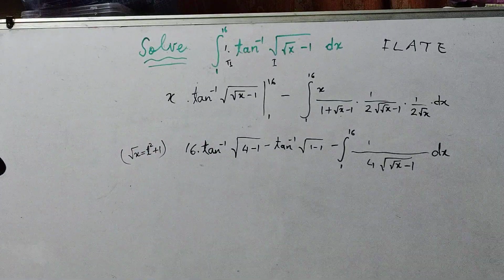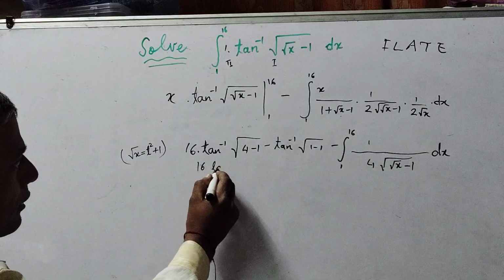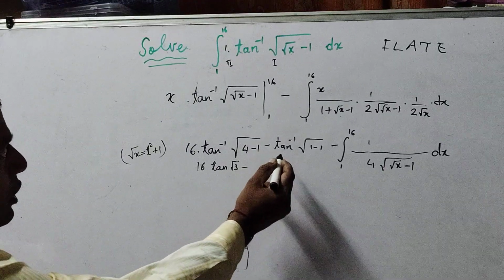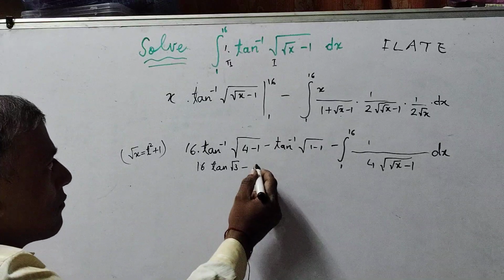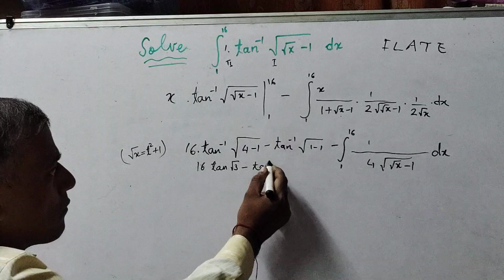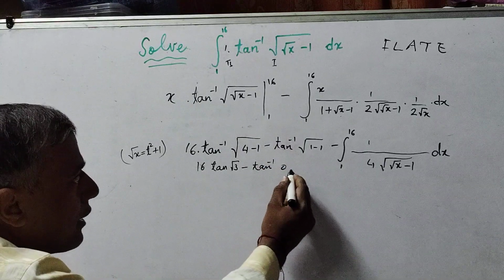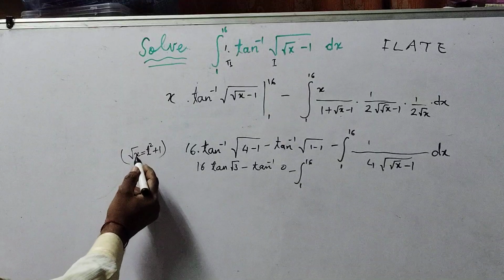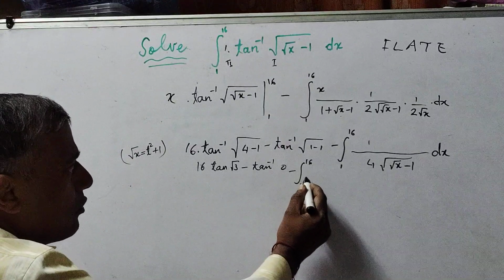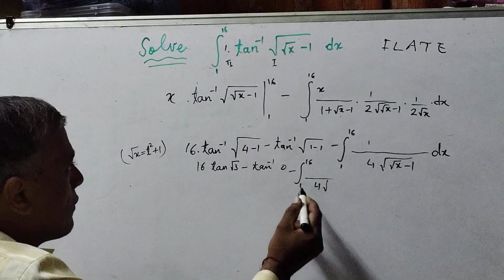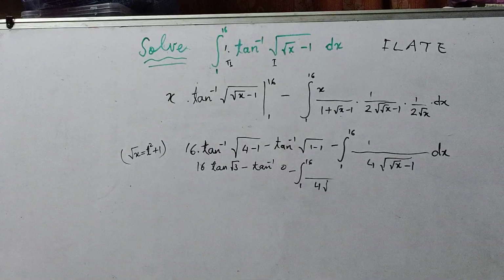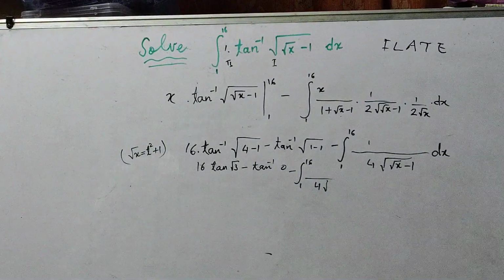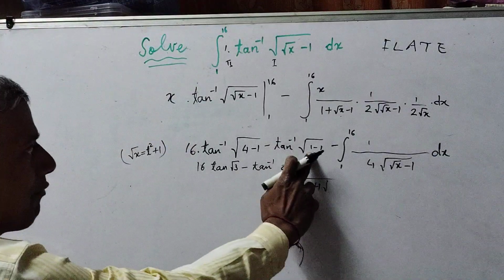So what happened? Look, this 16 tan inverse of square root 3 is written as it is, minus here we write tan inverse 0, then minus the integral from 1 to 16, and we are plugging square root x equal to t square plus 1. Some changes in the limit will be there after plugging in the value.